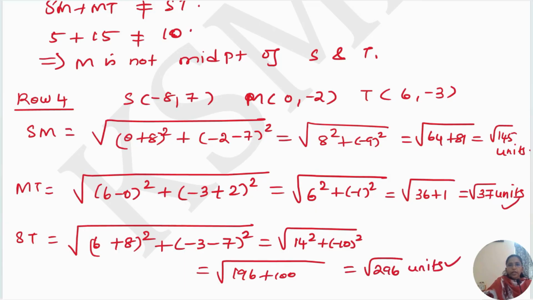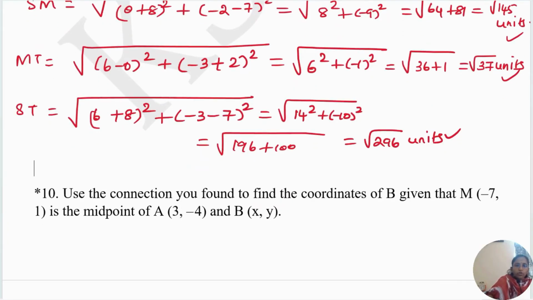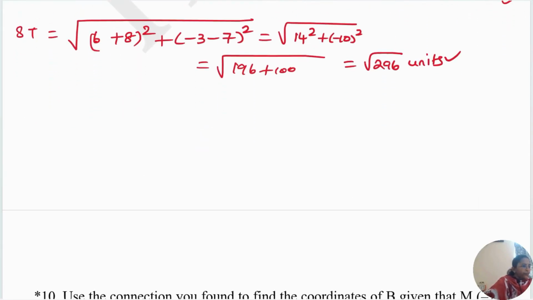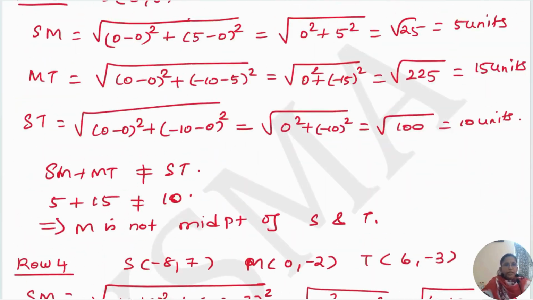So compare your data here. So SM plus MT is not equal to your ST data. So you can conclude your answer as M is not the midpoint of S and T. So the first part of the answer is over.